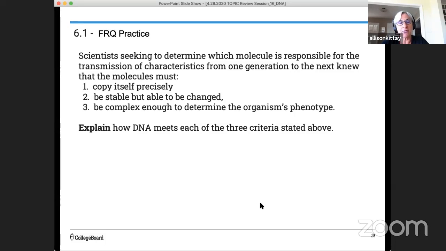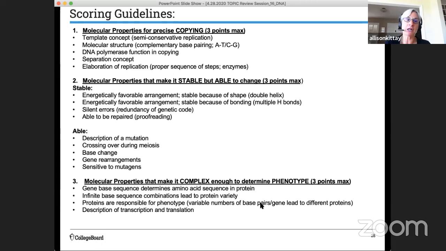Okay, so this was a long FRQ. This would be a 10-point question. It was an older question, so the scoring guidelines are a little bit different, but it is a 10-point question. So let's tackle the scoring guidelines. First of all, we just talked about copying. So the molecular properties for precise copying include the template concept.